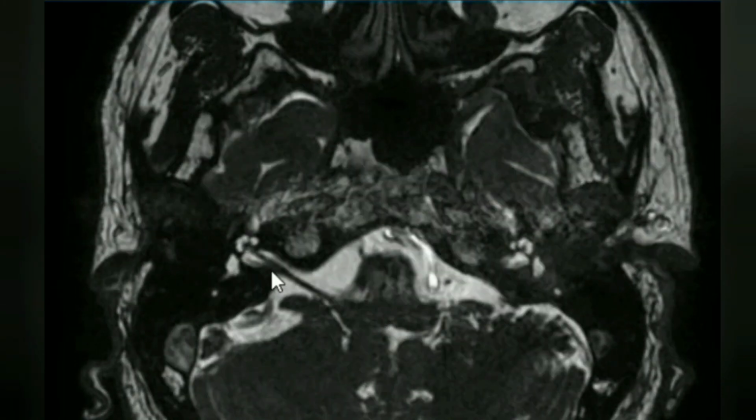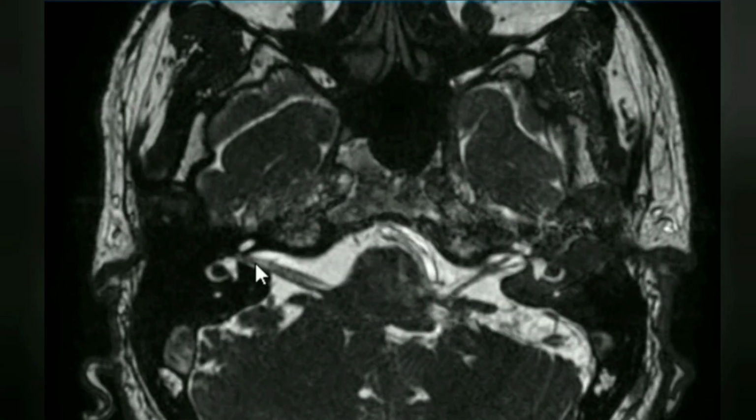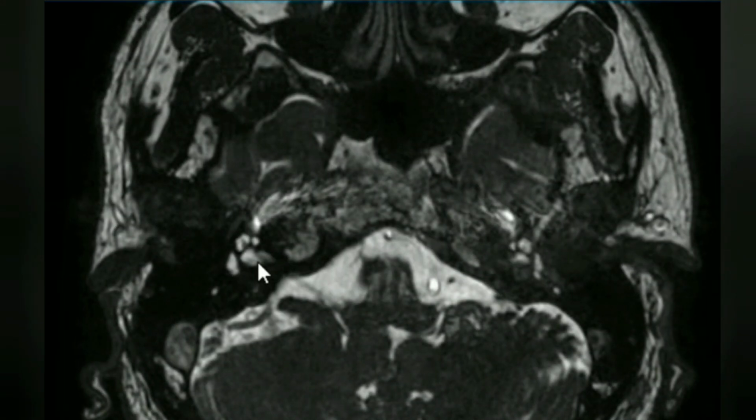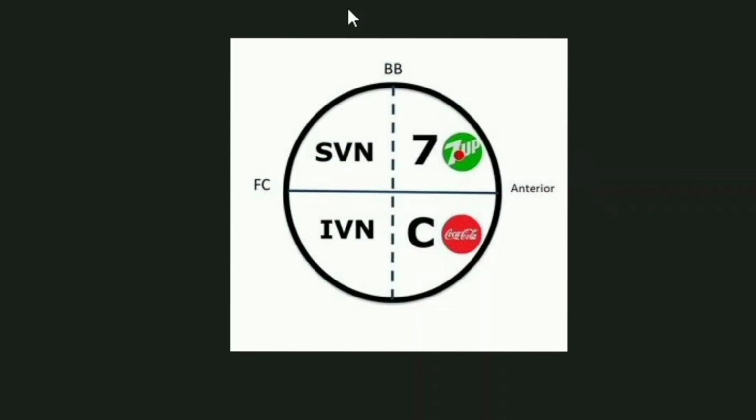The eighth nerve is the vestibulocochlear nerve. This is the course of the eighth cranial nerve, and then it enters into the internal auditory canal where it divides into three divisions. So this is the relationship of the facial nerve with the vestibulocochlear nerve in the internal auditory canal.